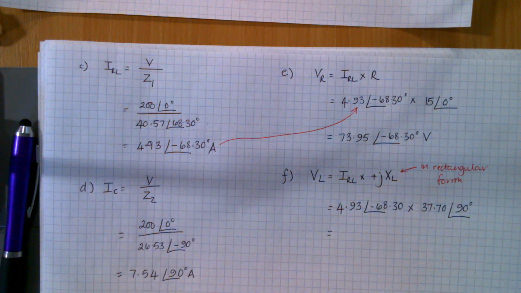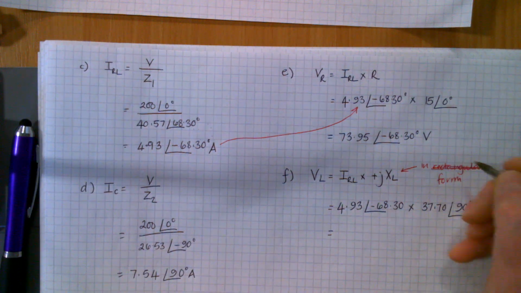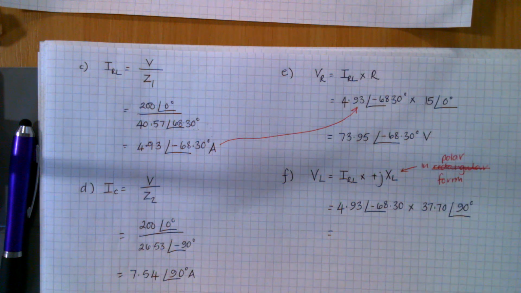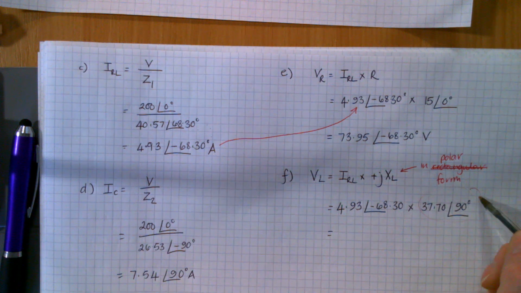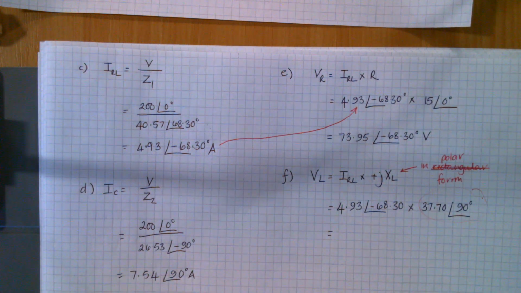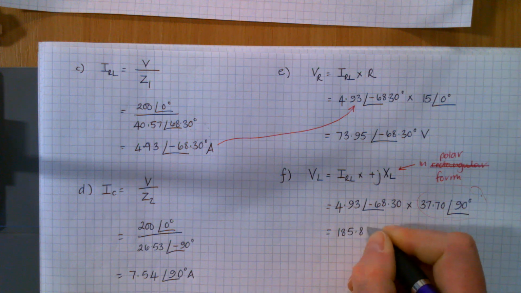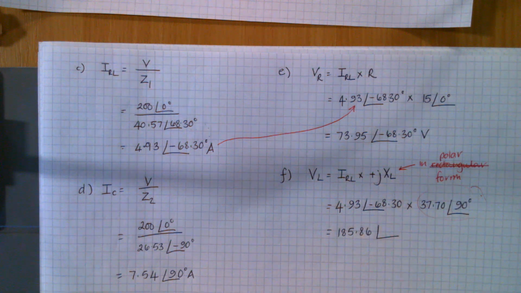I absolutely did mean to put in polar form there. I don't know what my brain was doing to me there. You want it in polar form because you want to multiply it. So that there is polar form. Sorry about that. So again, multiply the magnitudes, and add the angles.